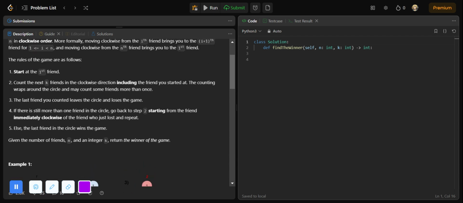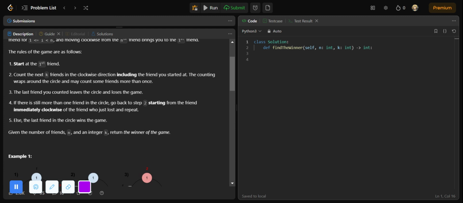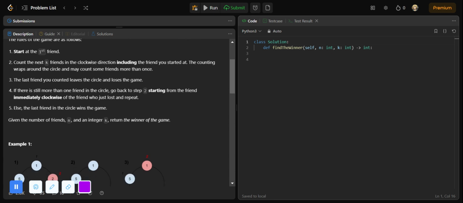The rules of the game are as follows. Start at the first friend. Count the next k friends in the clockwise direction, including the friend you started at. The counting wraps around the circle and may count some friends more than once. The last friend you count leaves the circle and loses the game.